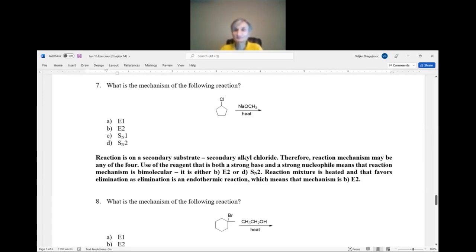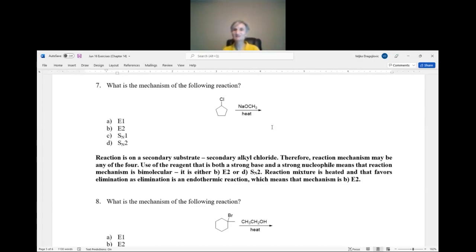So here, consideration of substrate: it's secondary, doesn't help you because you cannot eliminate any mechanism. Now, next you're looking at what kind of reagent you have. So this reagent, like most reagents in these reactions, is both a base and a nucleophile. But is it strong or weak? It's strong because it's sodium methoxide. There is a negative charge on oxygen. It's both a strong base and a strong nucleophile.